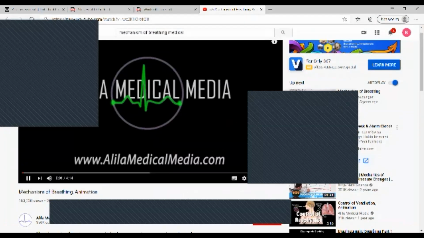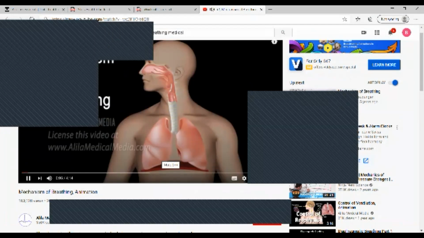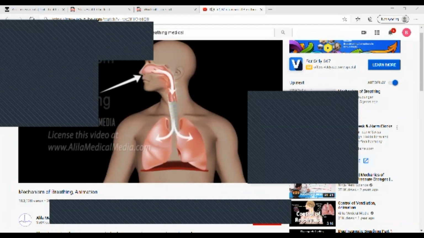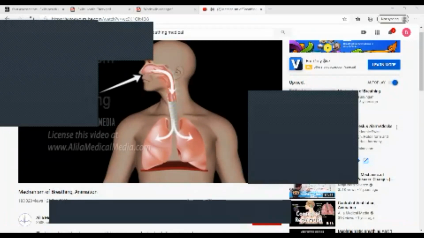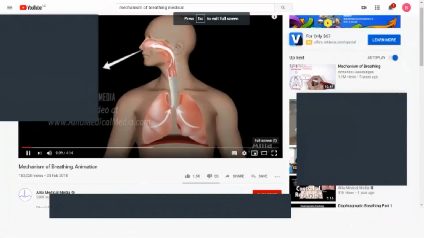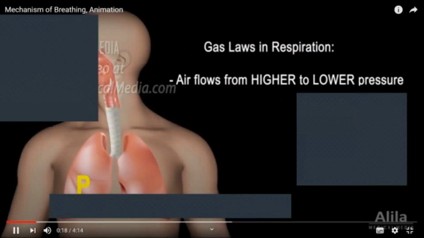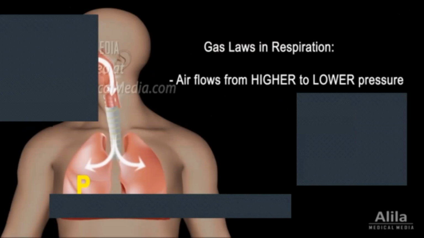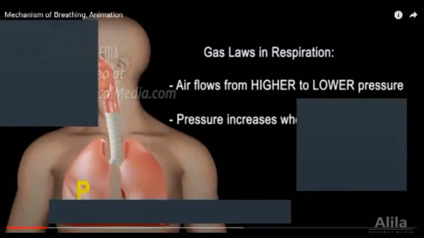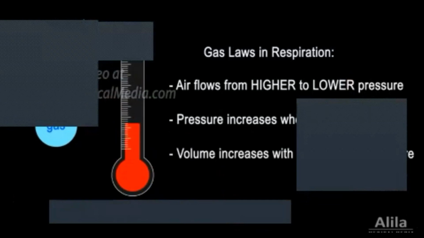Pulmonary ventilation, commonly referred to as breathing, is the process of air flowing in and out of the lungs during inspiration and expiration. The air movements are governed by the principles of gas laws. Basically, air flows from higher to lower pressure. Pressure within a cavity increases when its volume decreases, and vice versa. Volume of a given amount of gas increases with increased temperature.